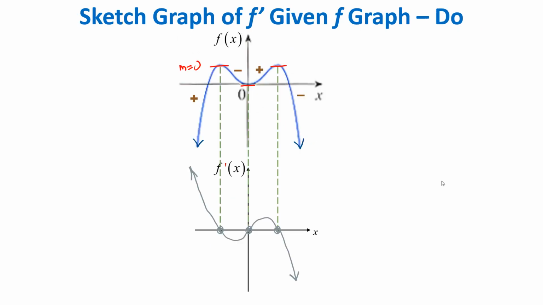In order to work in the other direction, it's important to understand the relationship between the f graph and the f prime graph. Notice that when the slopes of the tangent line are positive, what's also happening is that on this interval of the graph, it's increasing. Whereas when the slopes of the tangent line are negative, or when the derivative is negative, then that's where the graph is decreasing.